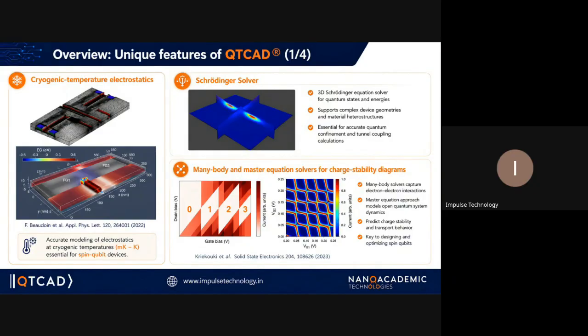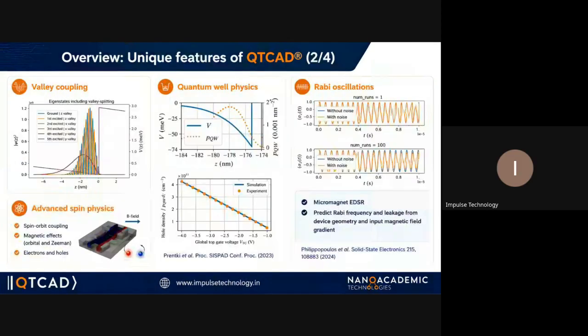Apart from that, you can see some other features also, like valley coupling to find valley splitting that affects qubit quality. And you can do spin-orbit coupling, for the motion coupled with the spin, which is important for control and decoherence also. You can do magnetic effects, like you can include the Zeeman effect and orbital magnetism also. Apart from that, you can do Rabi oscillation, for the qubit between states also. And you can find micromagnetic EDSR also. You can predict Rabi frequency and leakage from the device geometry in the magnetic field gradient.